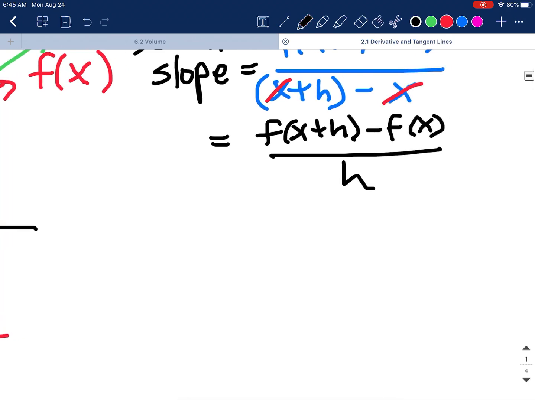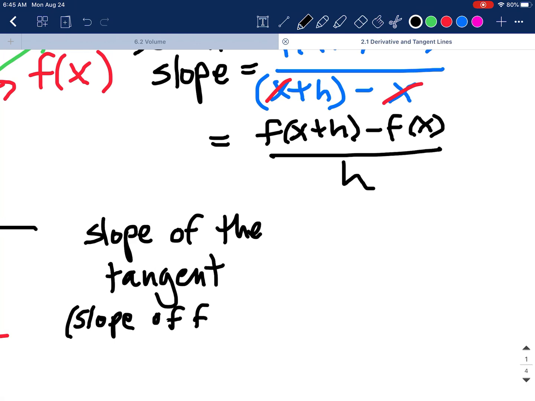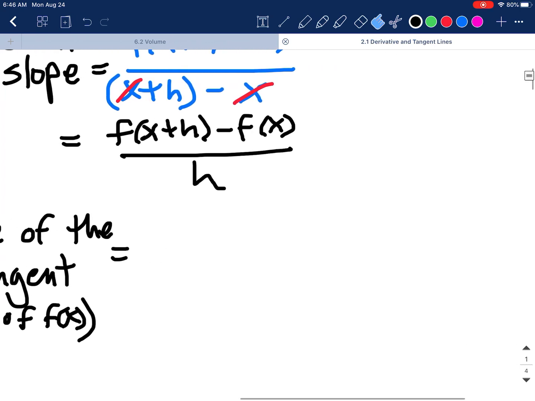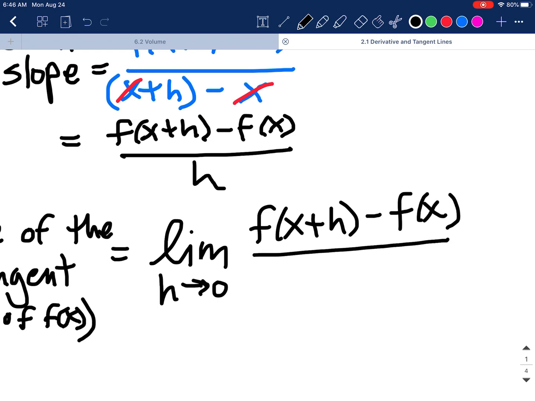So in other words, the slope of the tangent, which is also equal to the slope of f of x, is equal to the limit as h goes to 0 of f of x plus h minus f of x all over h.